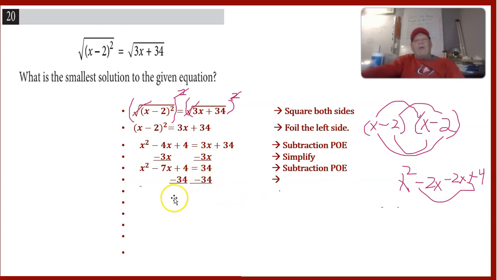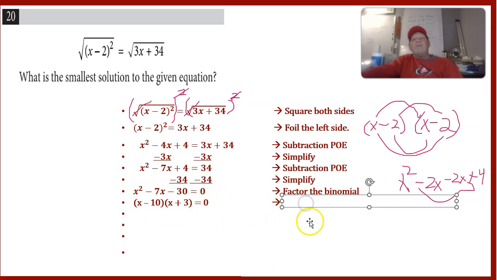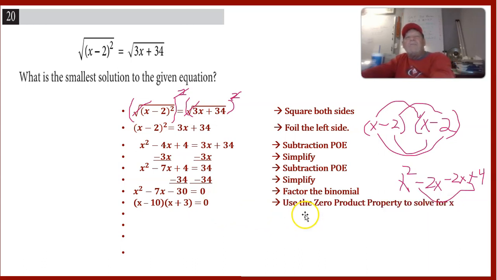So it cancels out here, and I'm going to get my 0 here, and I'm going to bring my x squared down, my minus 7x, and then I'm going to have minus 30. Okay, so all I did there was simplify that. Now I need to factor the binomial or use the quadratic formula. And it factors to x minus 10 times x plus 3 equaling 0. And there are videos in my YouTube channel that will explain how to factor that. Then I use the zero product property to solve for x.